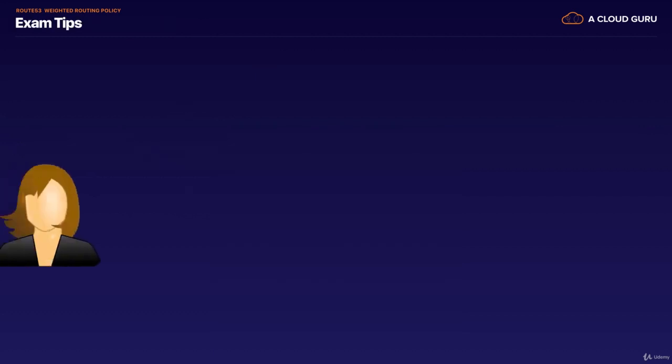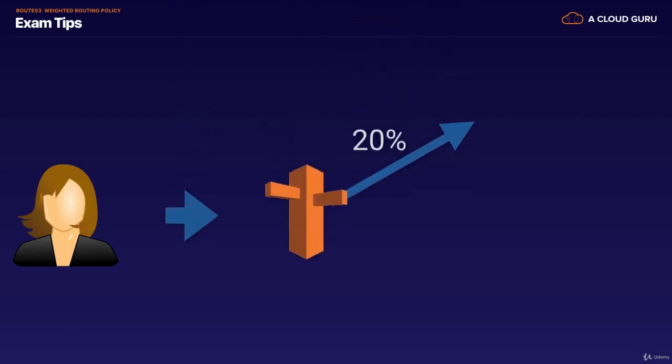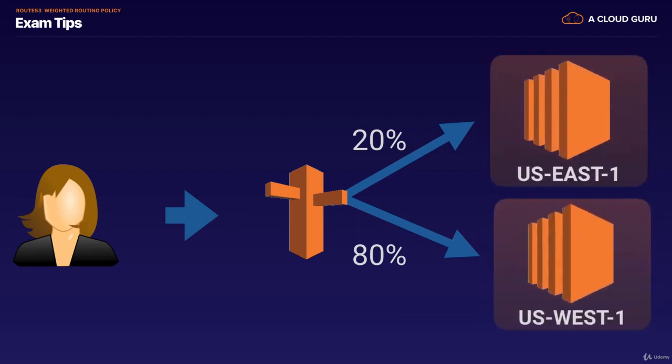So basically, it works like this. Your user types the domain name into their browser and they navigate to Route 53. Route 53 sends 20% of the traffic over to US East 1 and 80% of the traffic over to US West 1. That's all weighted routing is. It allows you to weight your traffic into different areas or different regions around the world.